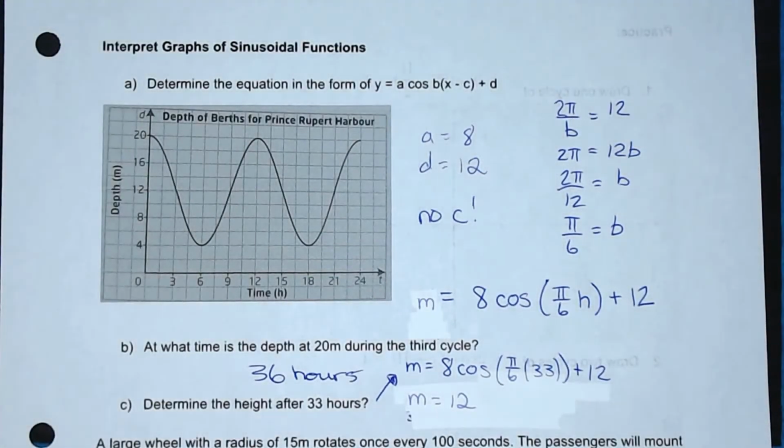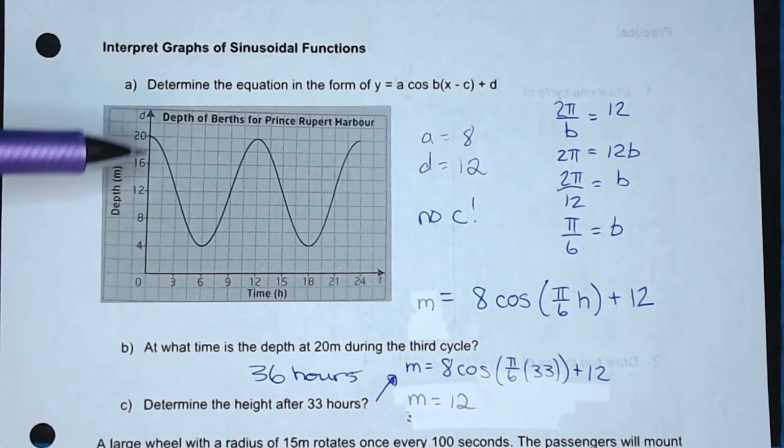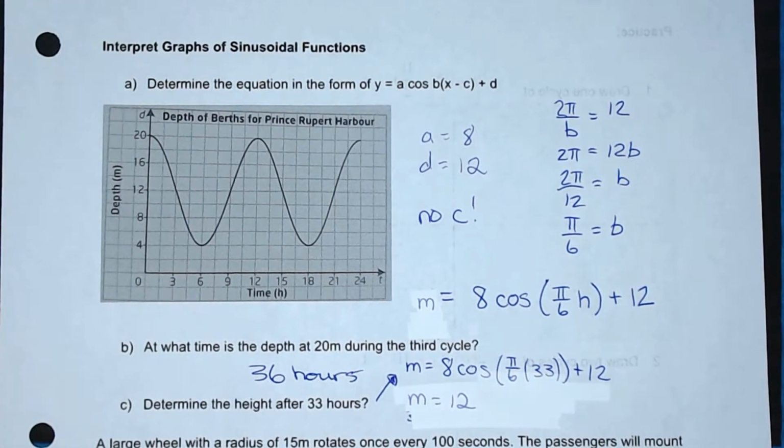The last type of question you can be given is you're provided with a graph, you're asked to provide the equation for it, and then answer some questions about the graph. So in this question, we have our midline here at 12.